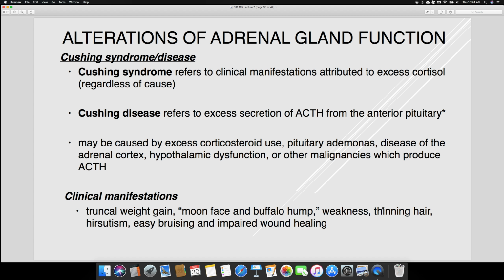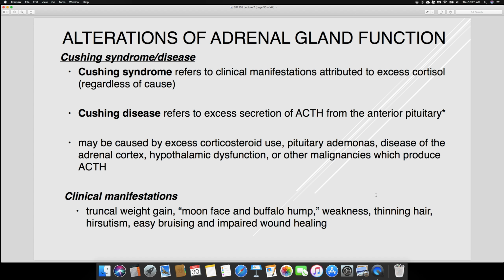So some causes here, at least of Cushing syndrome: excess corticosteroid use. So if people are taking corticosteroids for a long period of time, they may develop Cushing syndrome. Now that is not Cushing disease, that's just Cushing syndrome. Pituitary adenomas, this can result in Cushing disease and then Cushing syndrome because you would have the clinical manifestations. Diseases of the adrenal cortex, dysfunction of the hypothalamus, possibly tumors that produce ACTH ectopically.